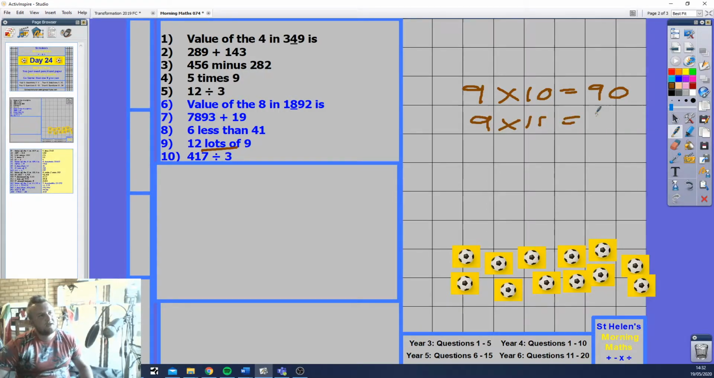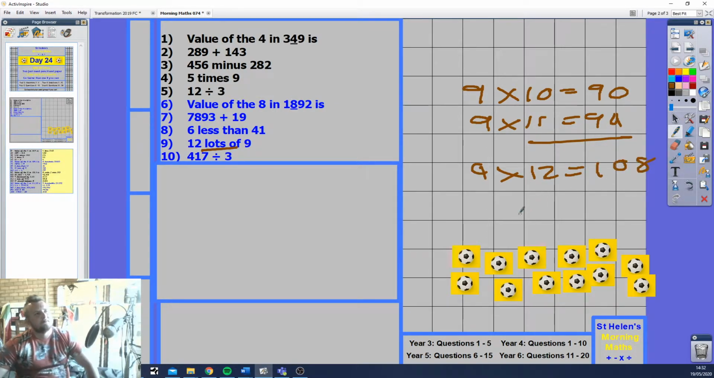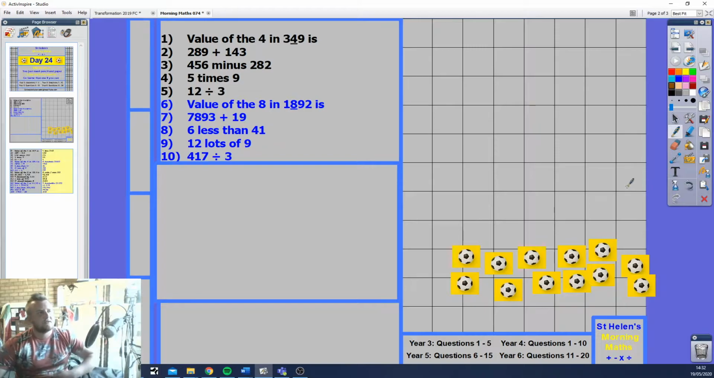Then you only have to do two more calculations. 9 times 11, which is 99. And if you're in year 5, you can do that straight away because you know the 11 times table. And then all you need to do is add 9 to 99. 9 times 12, which equals 108. So there you go. That's how I would do that one. It's all about having little strategies for each time. These are interesting questions because you can do little strategies for this. 417 divided by 3 in year 4. It's all about just doing the calculation.